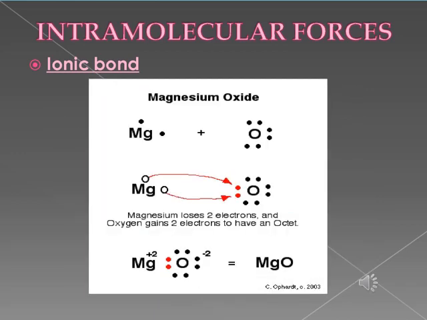Another example of ionic bond is magnesium oxide. This magnesium, which is a metal atom, has two extra electrons and it will transfer its two electrons to the oxygen atom, which is a non-metal atom. So this magnesium will lose two electrons and become positive charge, and the oxygen will gain two electrons and become negative charge.